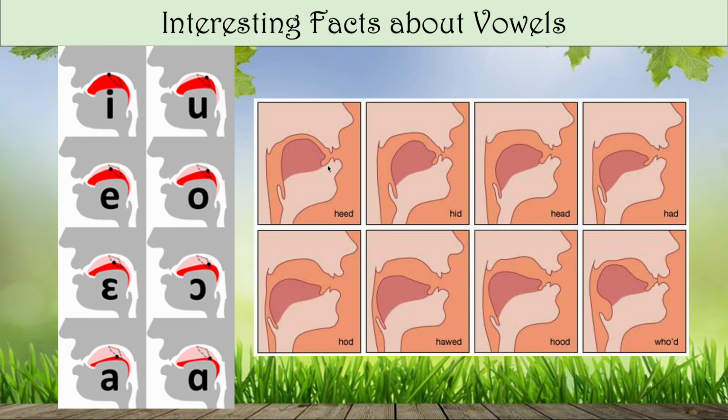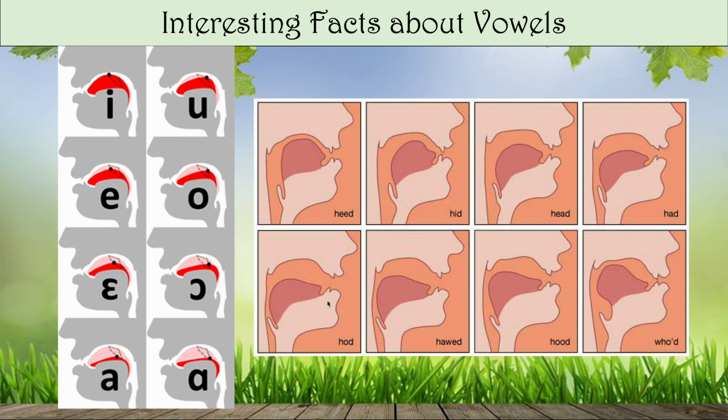We've got heed. Our tongue is going to be high toward the front. As we move down, our tongue's going to drop, but it's still here in the front of our mouth. So we have heed, high front, hid is starting to drop, head is dropping a little bit more, still in the front, and had. Had is still in the front of our mouth, but it's now down at the bottom, especially when you get to something like hod.